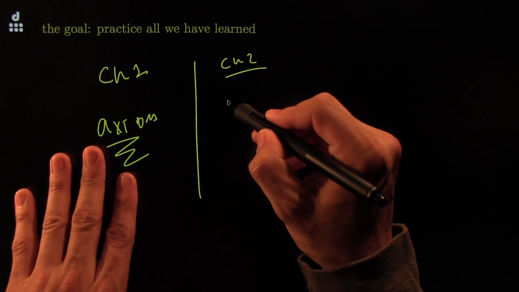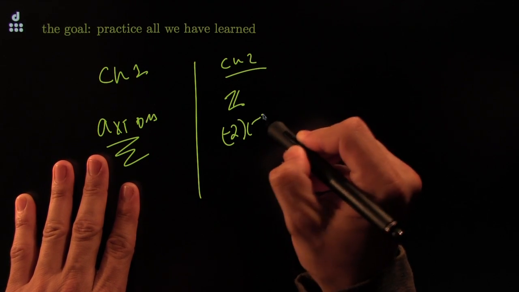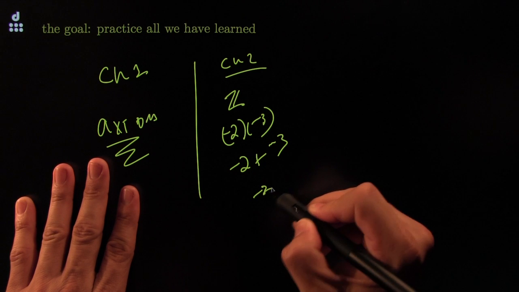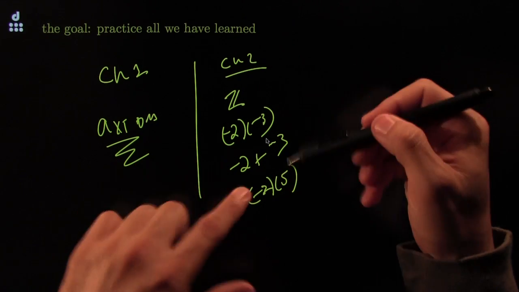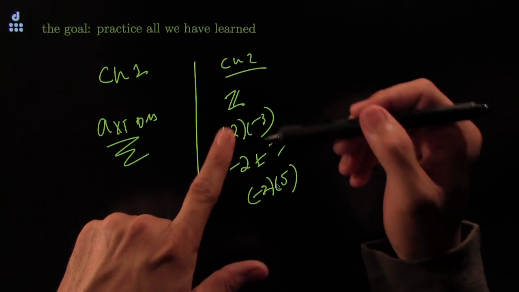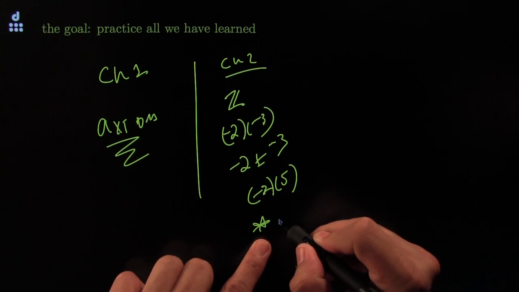In chapter 2, we learned how to deal with integers. These are things like -2 times -3, -2 plus -3. We learned how to do everything: -2 times +5. We learned how to add negatives, how to multiply positives and negatives, how to multiply negatives and negatives. That's chapter 2. And we are right here at the end of chapter 2 right now.